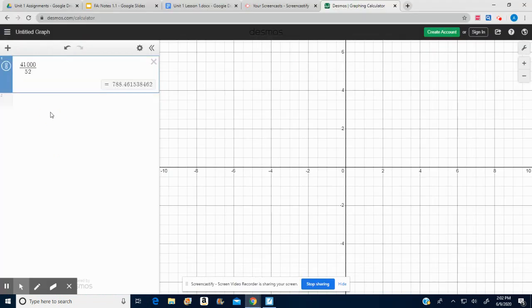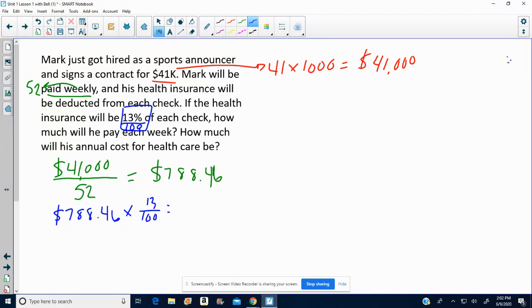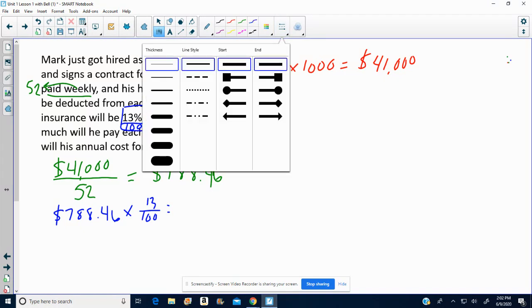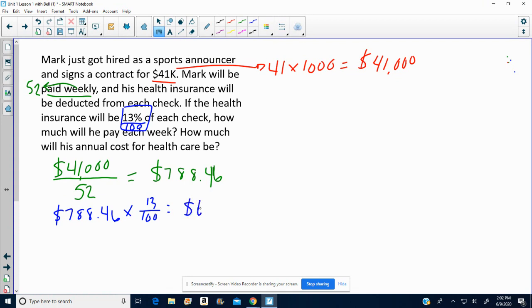Go back to Desmos real quick. And I'm going to type in 788.46 times the fraction 13 out of 100. And it looks like 102.499. So I'm going to go ahead and just round that up and say that if it's 0.499, that's actually going to round up to 50 cents. So $102.50 is the amount he's going to pay each week. That is his weekly amount. Sorry, writing on the screen with my finger is not the prettiest. But $102.50 is what he pays each week.